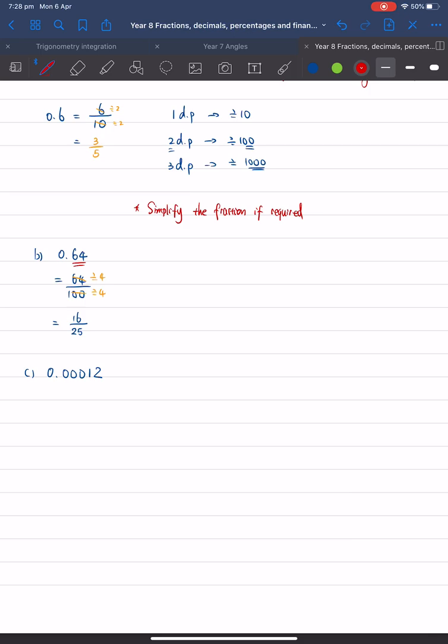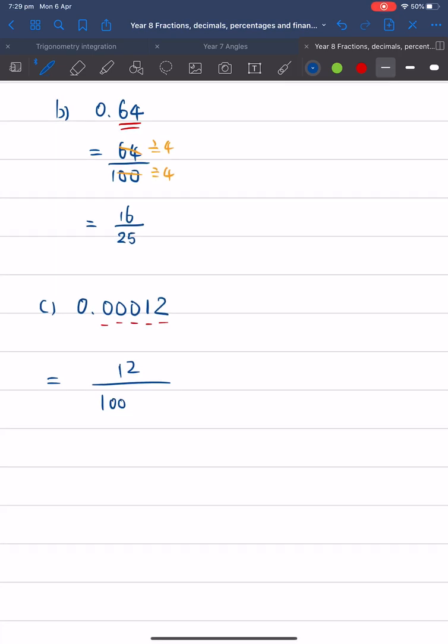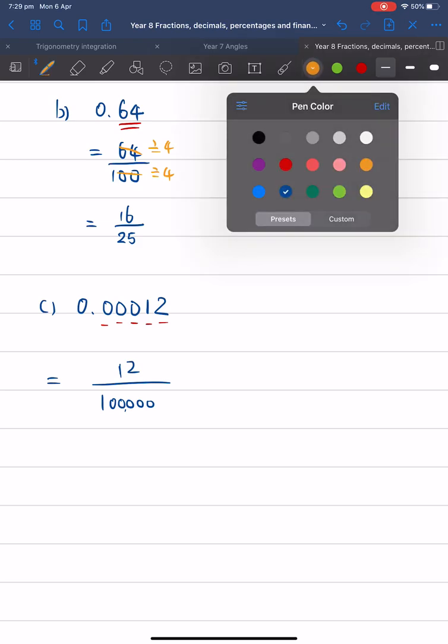All you have to do again is count the number of decimal places. So it's 1, 2, 3, 4, and 5. 5 decimal places, which means we're going to divide by a number with 5 zeros. So we use 12 and divide it by 5 zeros: 1, 2, 3, 4, 5. That becomes 100,000. So we divide 12 by 100,000. Once you finish that, we can simplify the answer.